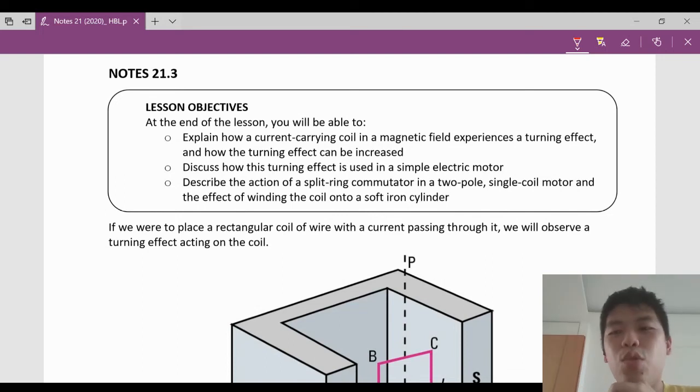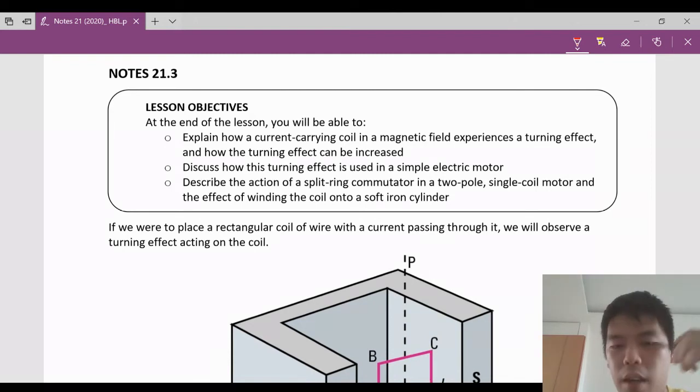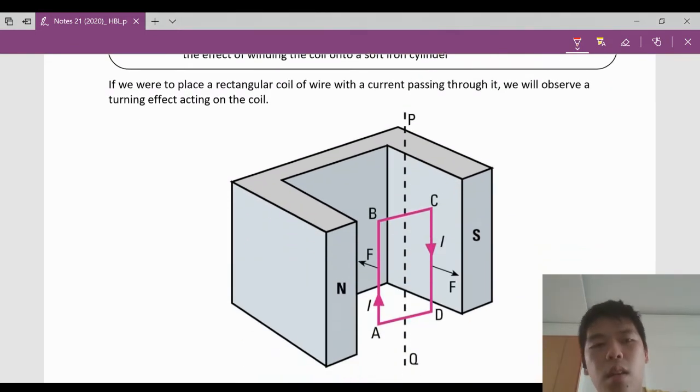Alright, good morning. Welcome to the last part of this chapter. In this part, we'll be talking about the motor effect that we have learned previously, and how it can give us a turning effect that we can use in the motor itself. So let's take a look here.